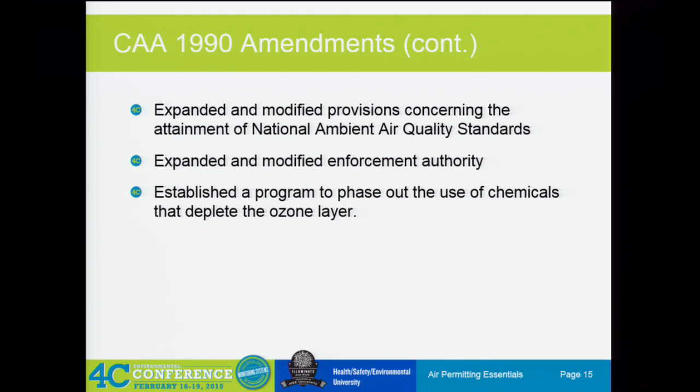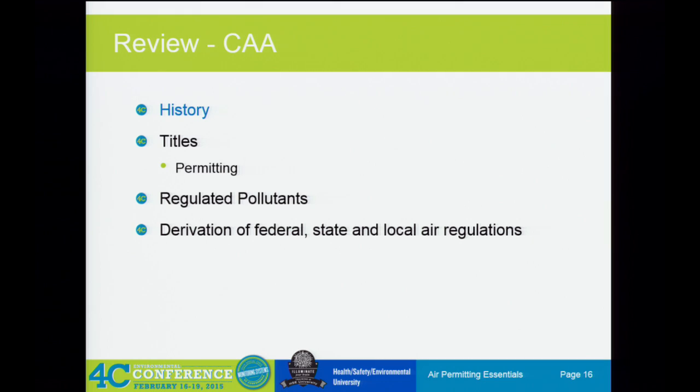It also expanded and modified provisions concerning the attainment of national ambient air quality standards. It expanded and modified enforcement authority, and it established a program to phase out the use of chemicals that deplete the ozone layer. So that'd be your CFCs, your chlorofluorocarbons. So that's the history of how we got to where we are today with the Clean Air Act.